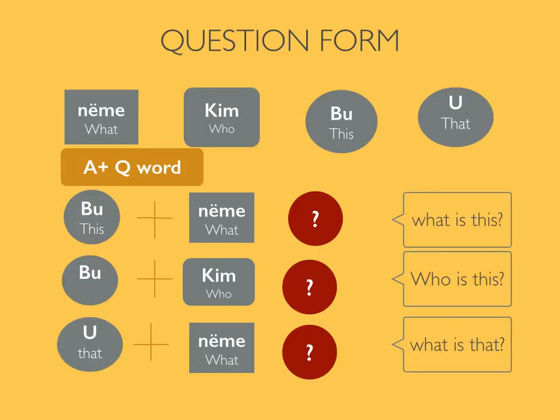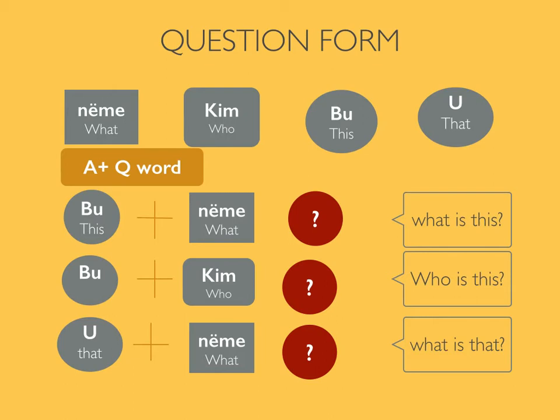So the basic question forms. Let's see, how do we ask what is this, what is that, right? So you can just put two arguments together in a juxtaposed style. Like, let's say bu, right? A noun and then a question word. So it's just the opposite of English grammar.